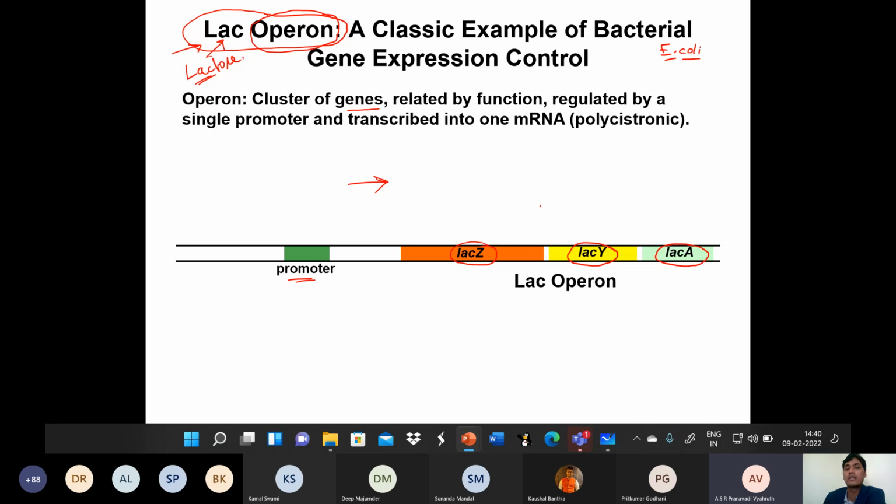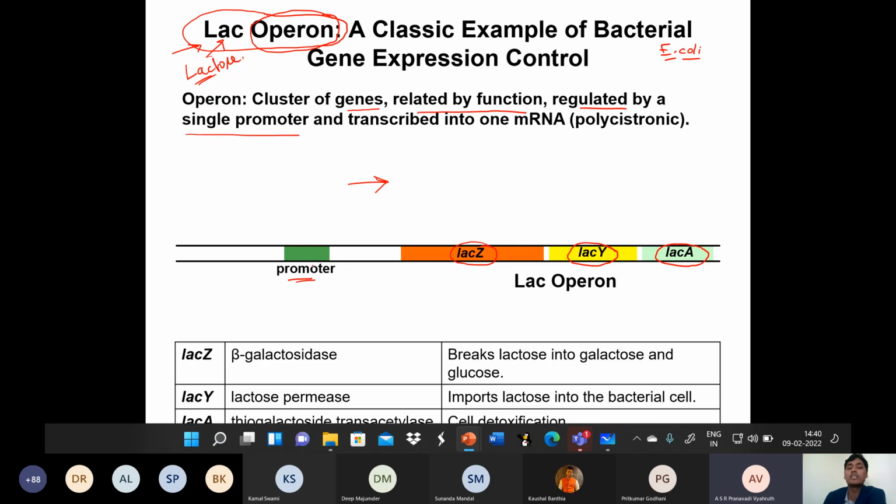Lac Z, lac Y, lac A, this is a cluster of genes related by function. What is the function? The function is to metabolize lactose, regulated by a single promoter that I have already explained, and transcribed into one mRNA, that you can understand, because if one RNA polymerase is here, and when it transcribes, you will get just one mRNA, but that contains information to make the products, to make protein, lac Z, lac Y, as well as lac A, right?